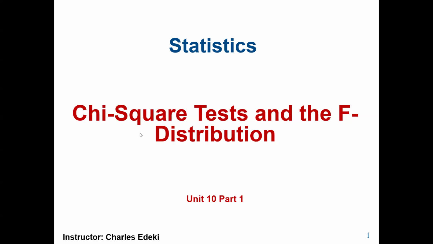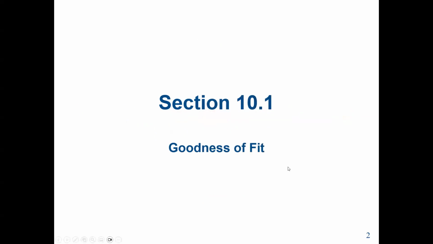These lectures cover the chi-square test and the F distribution. First, we will go through the goodness of fit. Normally, a chi-square goodness of fit test is a goodness of fit test for a categorical variable. Again, chi-square is a non-parametric testing.